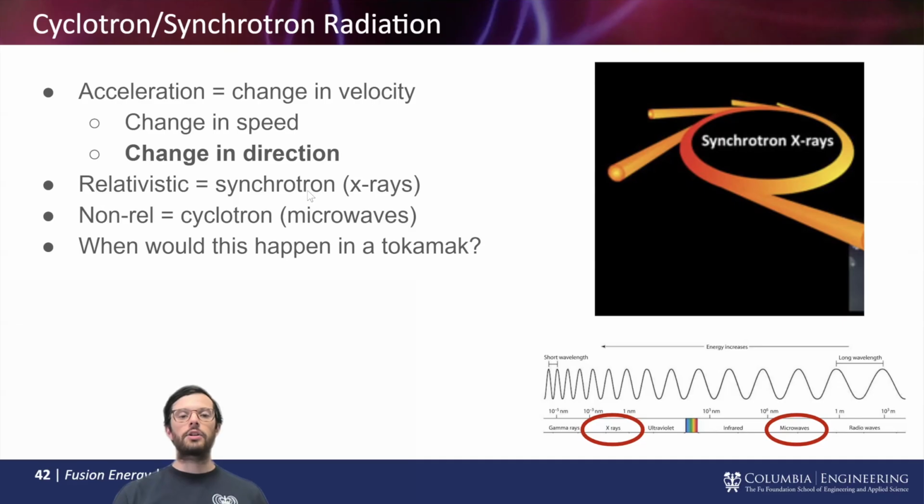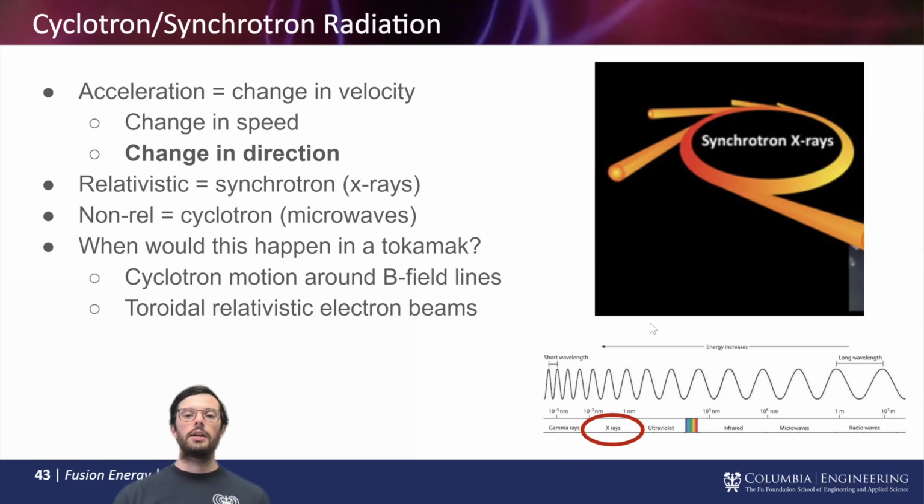I'll mention that synchrotron is usually higher energy, so X-rays, and cyclotron is usually lower energy. The particles are not going quite as quick, so it's in the microwave region, which is down here. So when would this happen in a tokamak? As the particles go around toroidally in the B field, they produce synchrotron radiation.